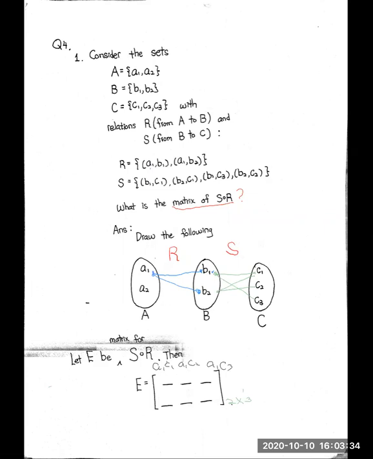First, we can see from A1 to C1 there exists a path, which means we can go from A1 to B1 and B1 to C1. So true. Similarly, for A1 to C2, we also can find a path. We can have A1 to B2, then B2 to C2, true.